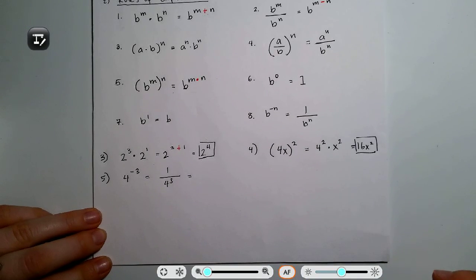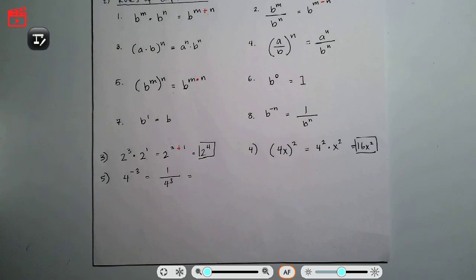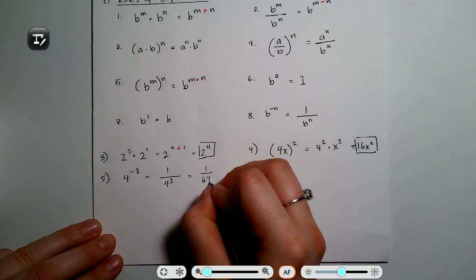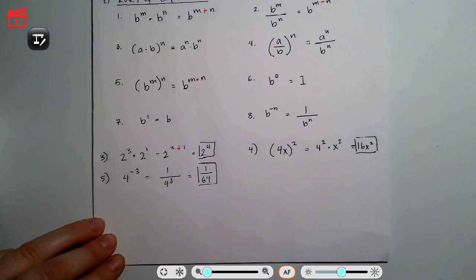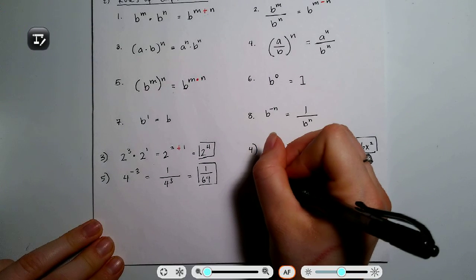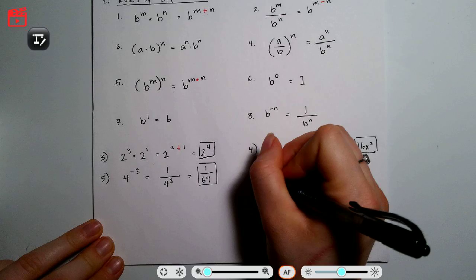So what is 4 to the 3rd power? Well, if you don't know that or have it memorized, I believe it's 64. You can go ahead and use your calculator. So do 4 times 4 times 4, which is 64. 1 over 64. 3 more to go. So let's see. Number 6.